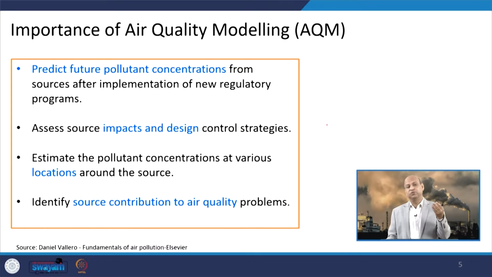If it is coming, then you can also suggest that look at this, we have implemented, we have suggested this particular technological intervention or clean fuel, so that the air quality will not be affected in a negative manner. Then it also helps in identifying source contribution to air quality problems, whatever episodes happen. So, what is the contribution of that source?